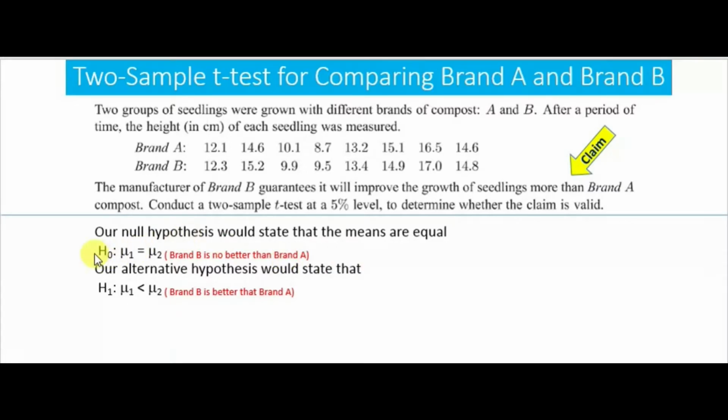As you can see here, our null hypothesis would state that the means are equal. So H0: mu1, the mean of sample 1, is equal to mu2, the mean of sample 2, which states that brand B is no better than brand A. Our alternative hypothesis would state H1: mu1 is less than mu2, which means brand B is better than brand A.